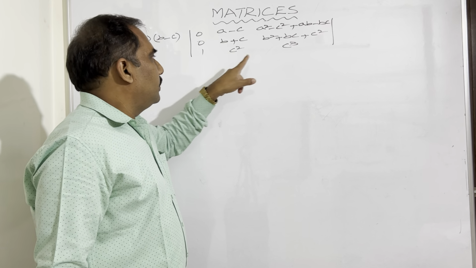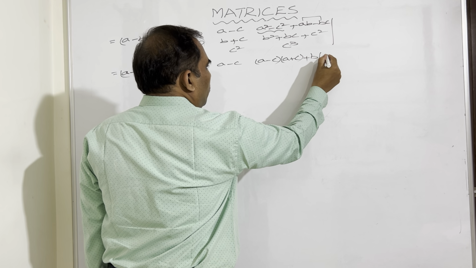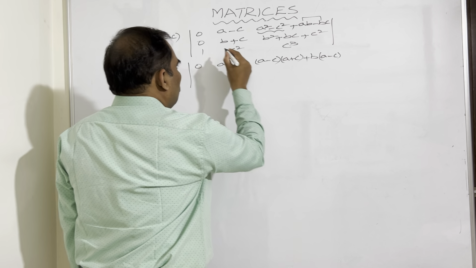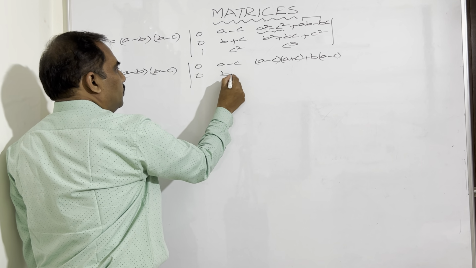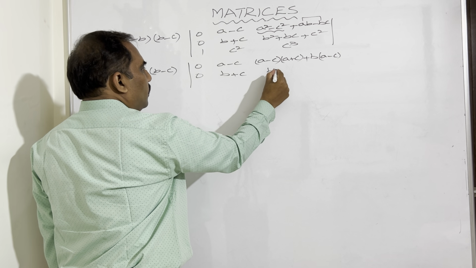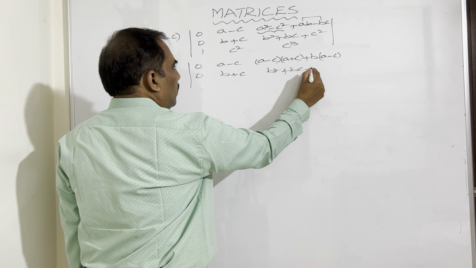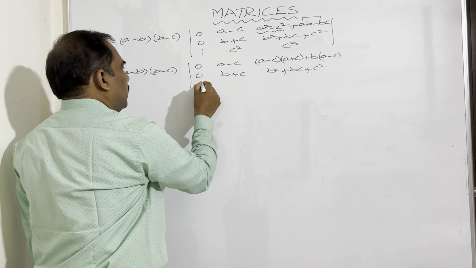Here these two can be written as a square minus b square form. This is a minus c into a plus c, and here plus, taking b common from these two, we get b into a minus c. So here 0, this is b plus c, and b square plus bc plus c square, and here 1, c square, c cube, writing as it is these two rows, row 2 and row 3.